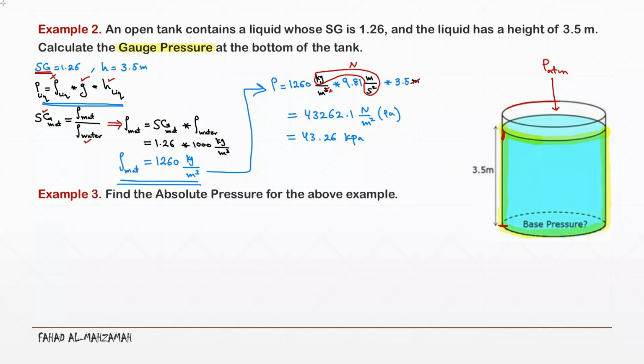Now the next part, or example number 3, it says find the absolute pressure for the above example. So here we said it is the gauge pressure, which is only the pressure above the atmospheric, which represents the pressure of liquids only. Now the absolute pressure is the total pressure at the bottom of the container here, okay, the total pressure. It is the pressure of that liquid plus the atmospheric pressure. That's why they call it the total pressure.